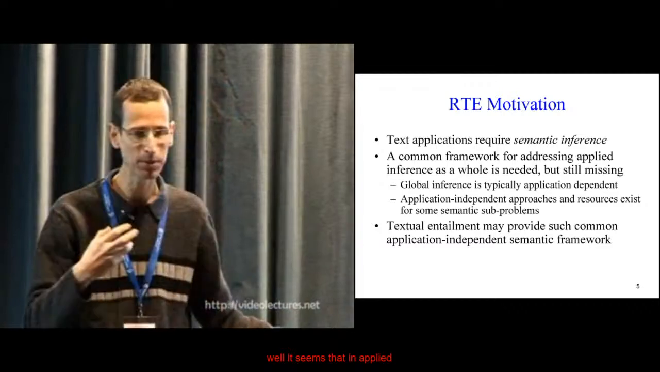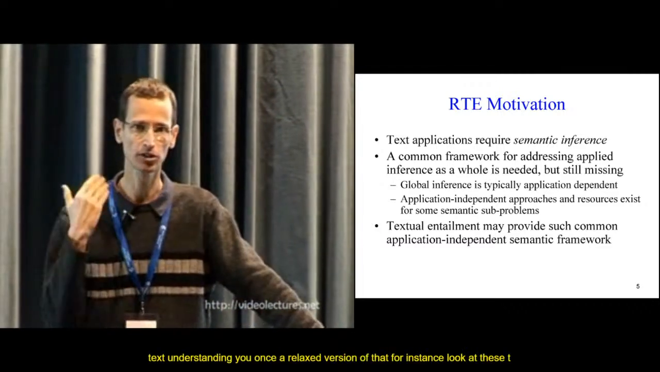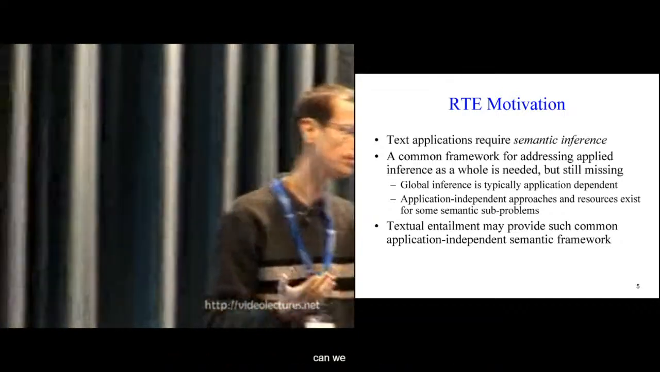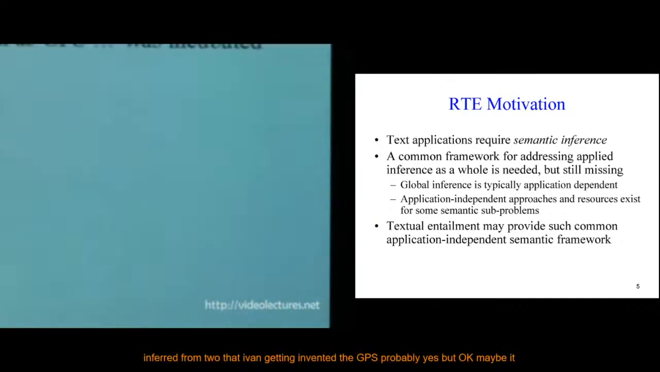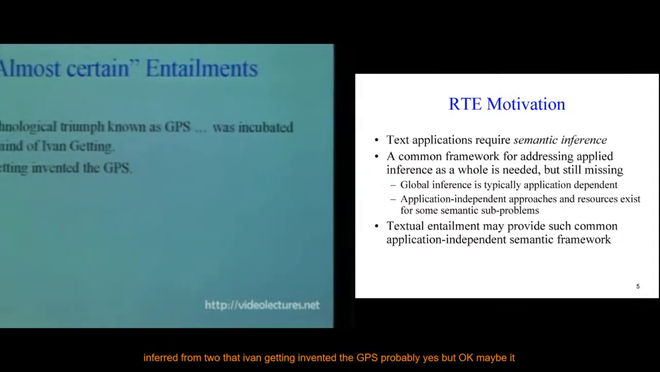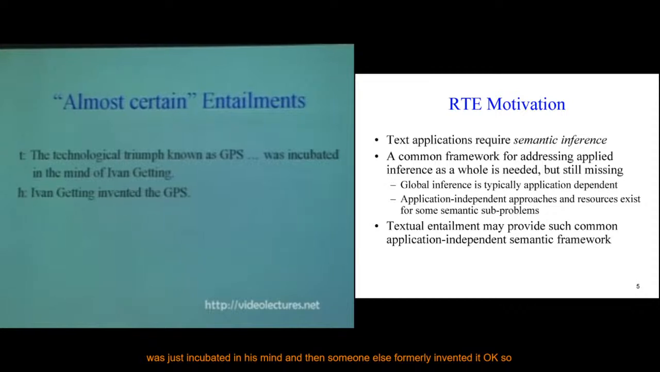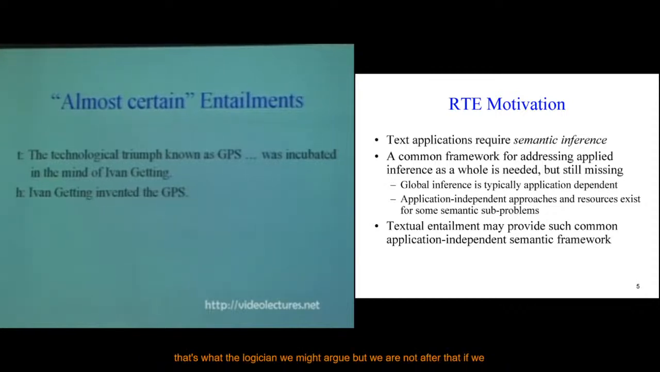While it seems that in applied text understanding you want a relaxed version of that. For instance, look at these T and H. Can we infer from T that Ivan Getting invented the GPS? Probably yes, but okay, maybe it was just incubated in his mind and then someone else formally invented it. Okay, so that's what a logician might argue, but we are not after that.